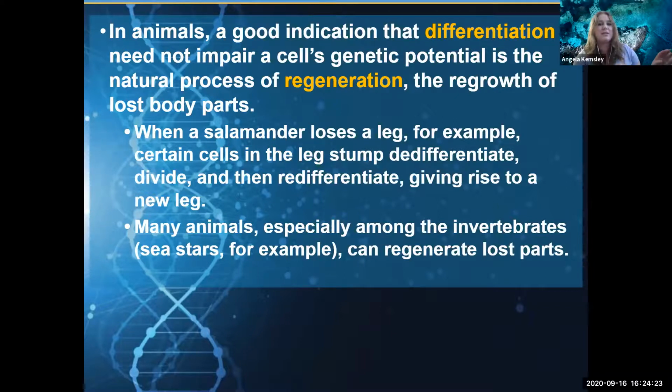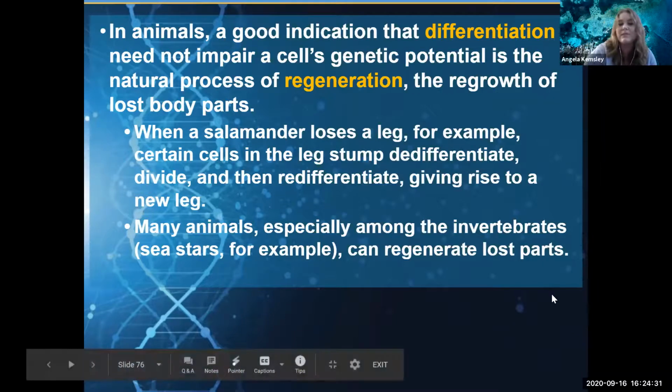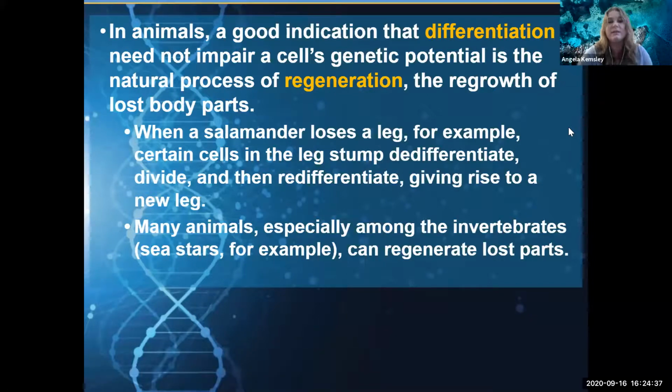So that tells us that the cells around it, if they're able to then express those genes, they have to still have the potential to be active. And many animals, especially among invertebrates like sea stars, are able to regenerate lost body parts because even cells that are not currently expressing all of those genes, they still have them and they have the potential to express them.